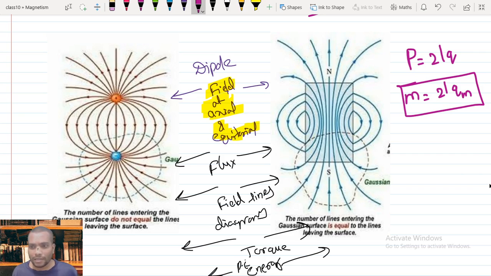So let us go further. How did Gauss law help us in electrostatics to find the electric field of any given surface? Similarly, we need to discuss the Gauss law in magnetostatics too. That I will discuss in another video lecture.